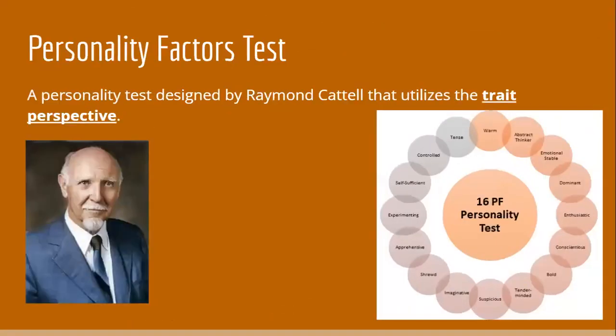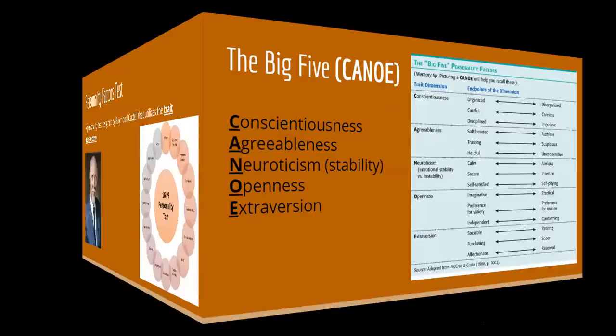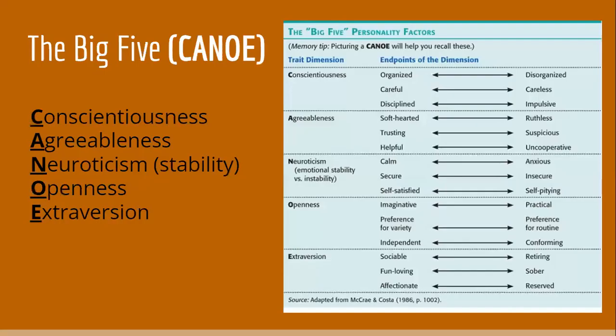And then there's a personality factor test, one in particular called the 16PF, the sixteen personality factors test, that Raymond Cattell used. You just need to know that this is a good example of a trait perspective test, just like the MMPI.